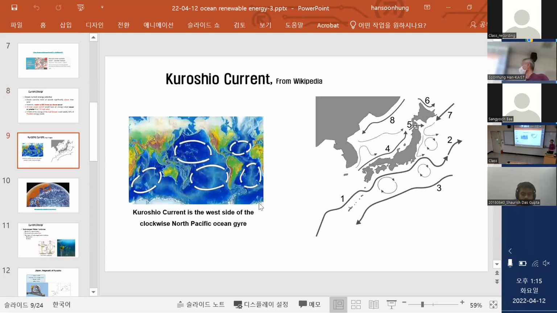The scale is big. And once again, we try to see the Kuroshio current from Wikipedia. So the current is near South or East Asia, Far East Asia, Japan and China, Korea. This one is the main current from the south. So some portion is going, that's why the warm water is located.